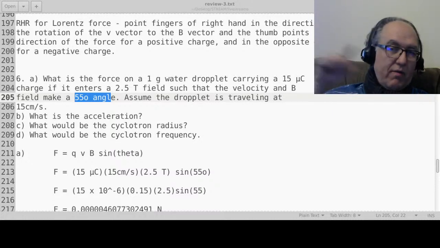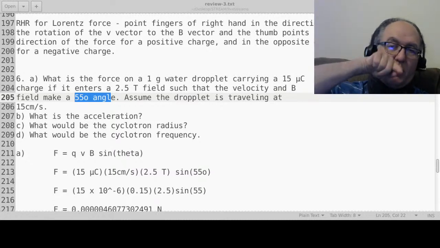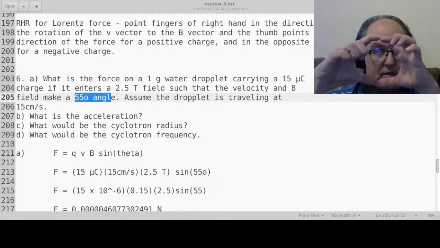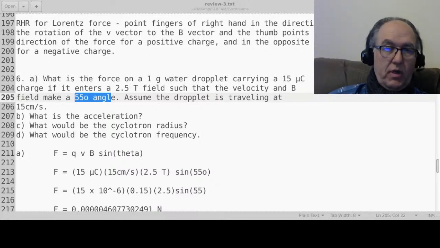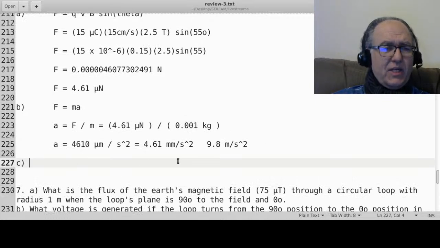But even if it's spiraling, you could still talk about a cyclotron radius. Let me do a spiral towards you. You could see that my finger's getting closer, but the spiral has a kind of circular shape to it, and there's a radius to that shape. What is the radius of the spiral? That's also known as the cyclotron radius. So you don't have to worry that it's actually a spiral.